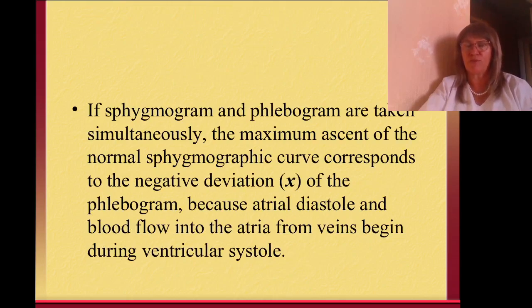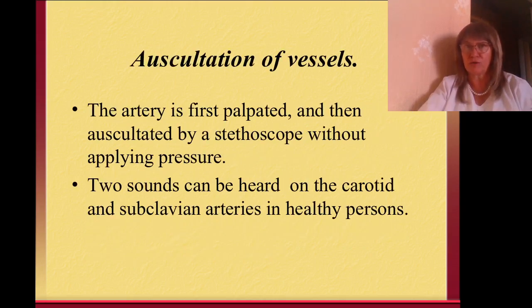Sphygmogram and phlebogram are taken simultaneously. The maximum ascent of the normal sphygmographic curve corresponds to the negative deviation of the phlebogram because arterial diastole and blood flow into the atria from veins begin during ventricular systole. Auscultation of vessels. The artery is first palpated and then auscultated by a stethoscope without applying pressure. No sound can be heard on the carotid and subclavian arteries in a healthy person.